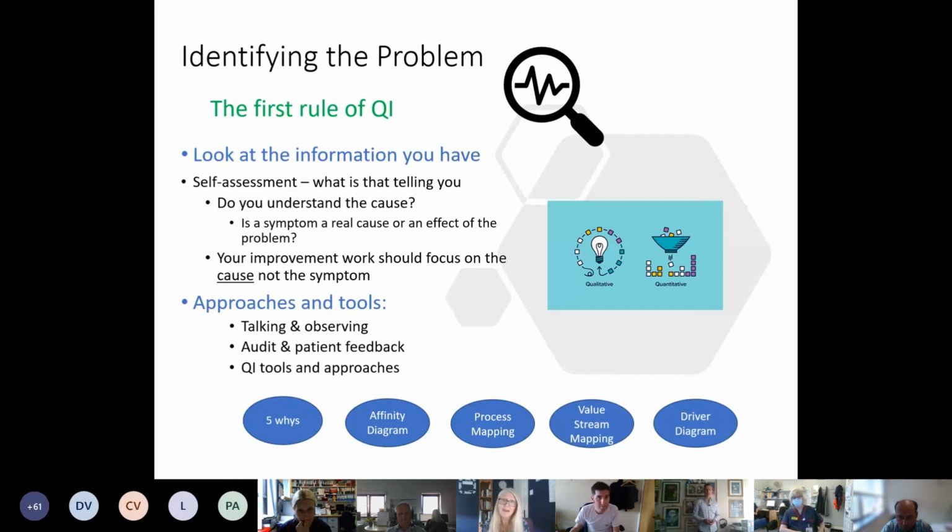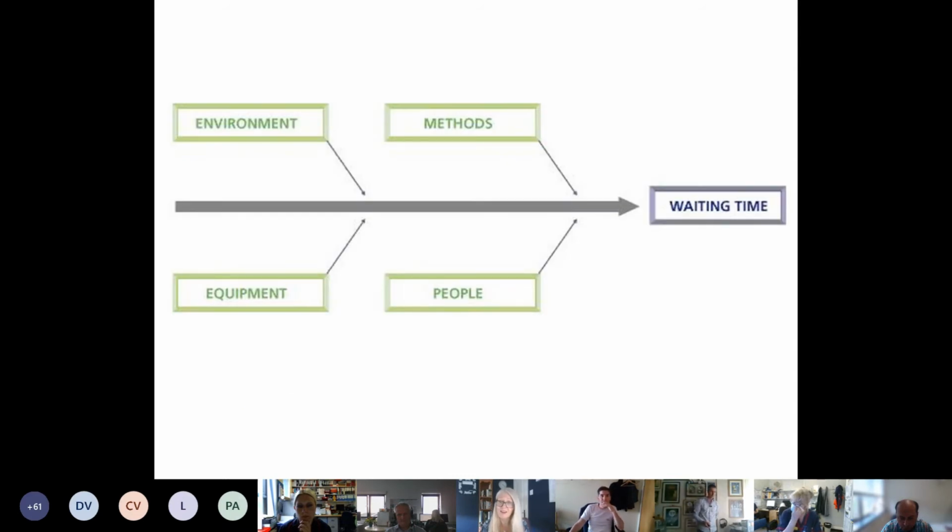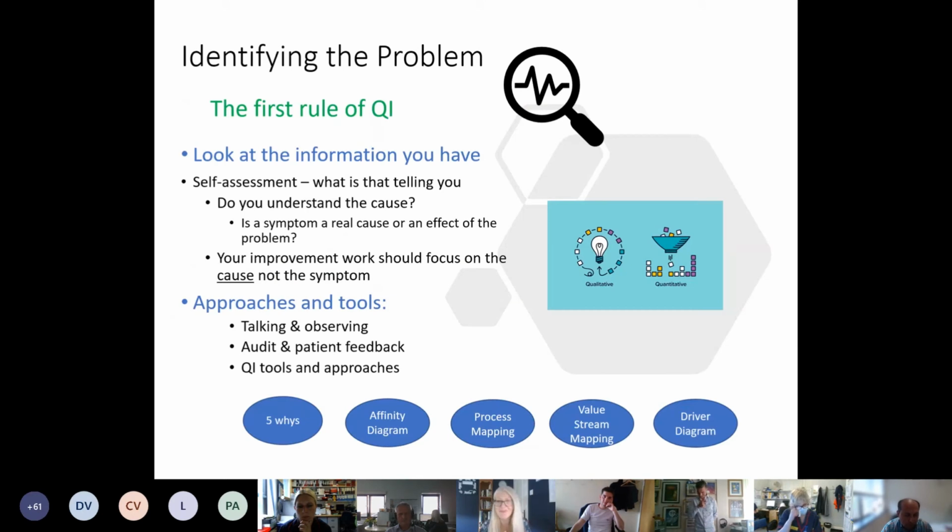I'm going to talk through a little bit around some of the QI tools and approaches, and I've picked 5 that I particularly like, but hopefully these will be useful. Bear in mind, there are resources that you can access, and we'll give you all that information. So there are other tools that you may choose to use. I'm going to go through the 5 whys, an affinity diagram, process map, value stream mapping, and driver diagram. Thanks, Nick.